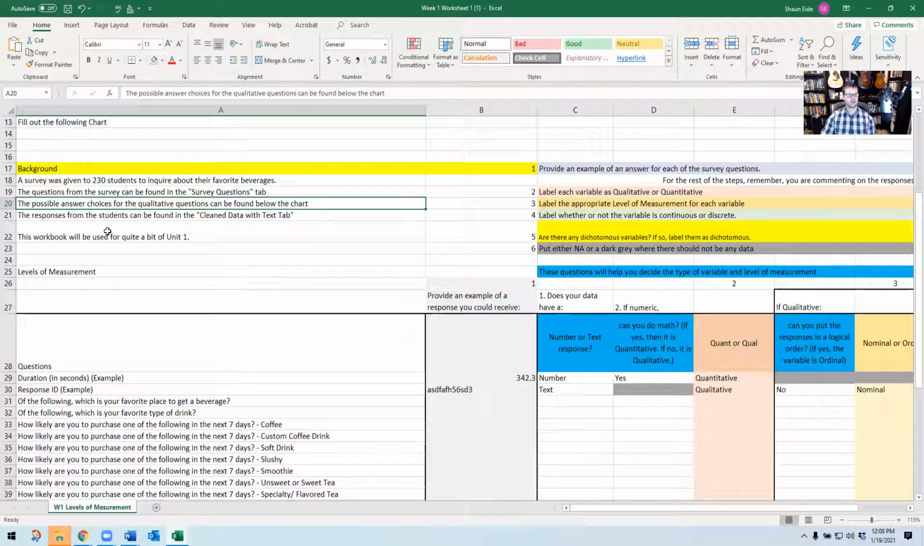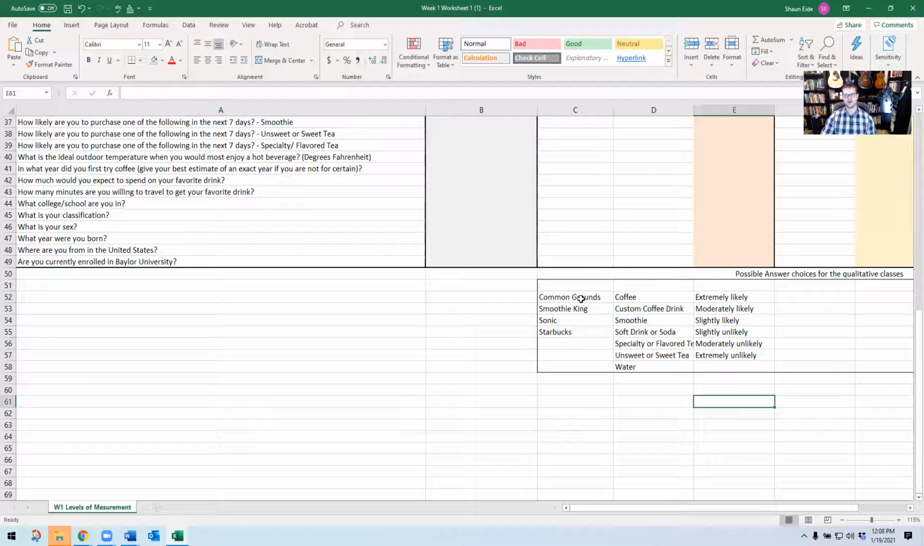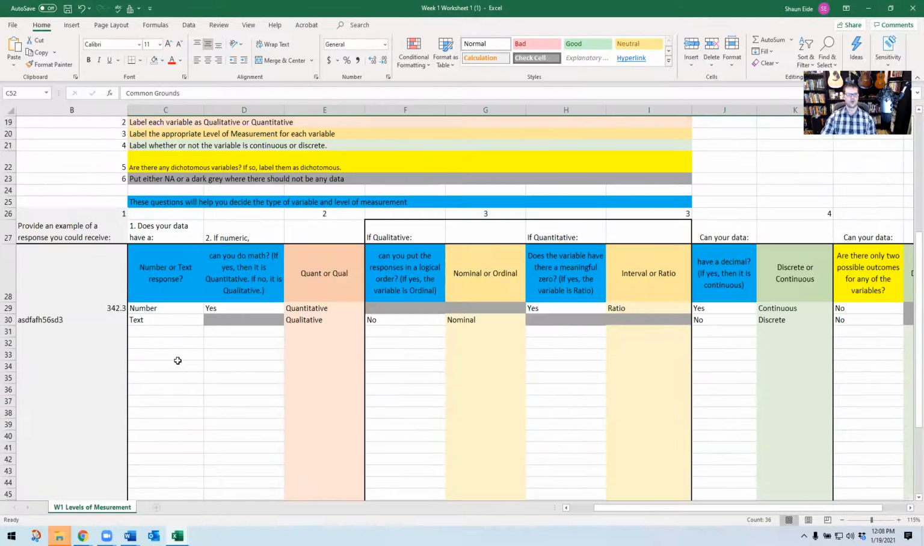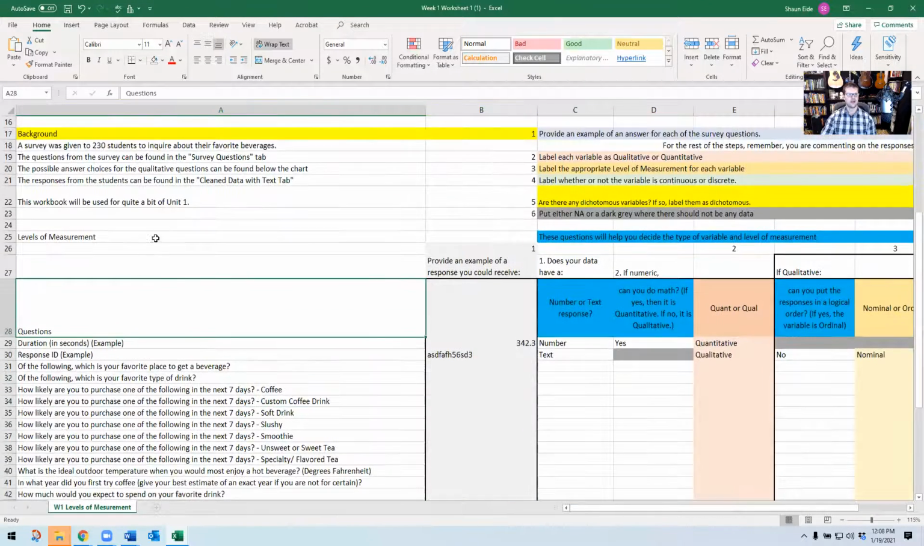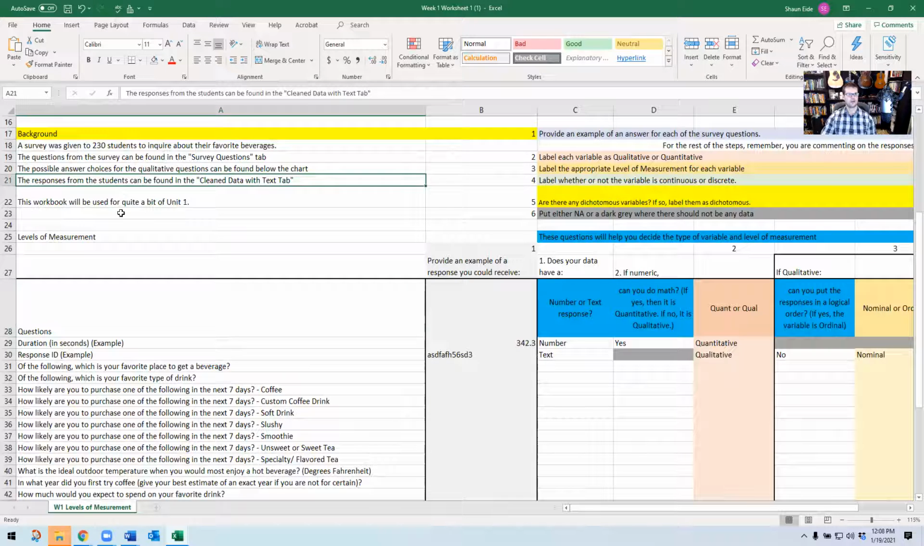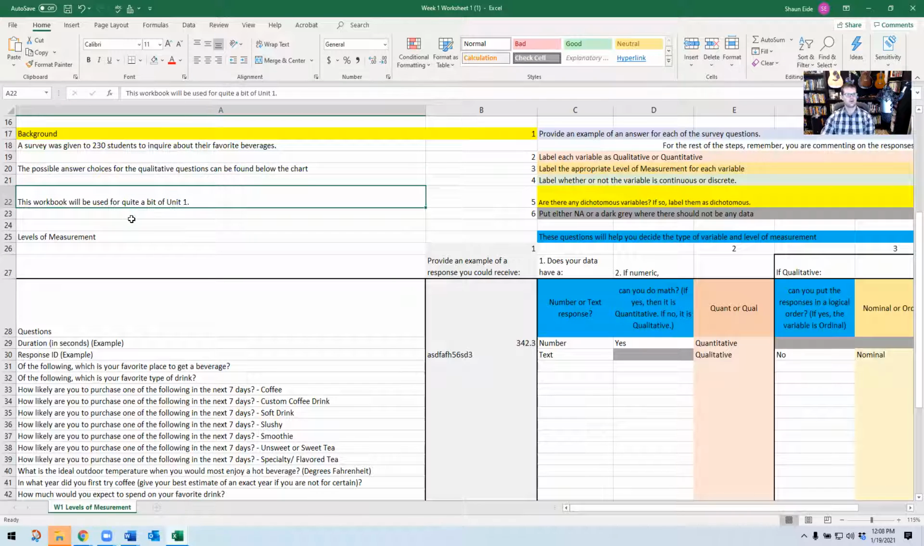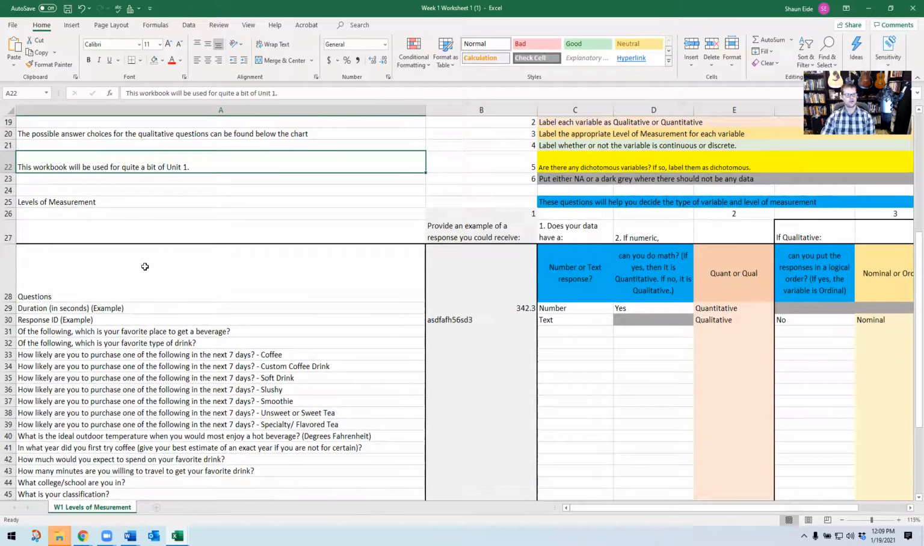So the possible answer choices for the qualitative questions can be found below the chart. So you can see, okay, here's the different possible answer choices right down there for the qualitative questions. And then the responses from the students can be found in the clean data with text tab. So this isn't true, and that's not true, so don't worry about that. The workbook will be used quite a bit in Unit 1.